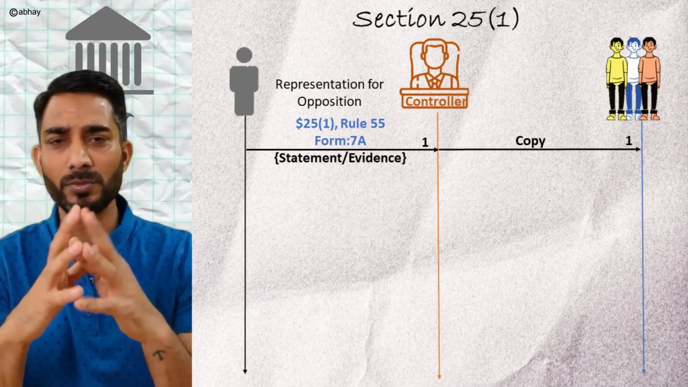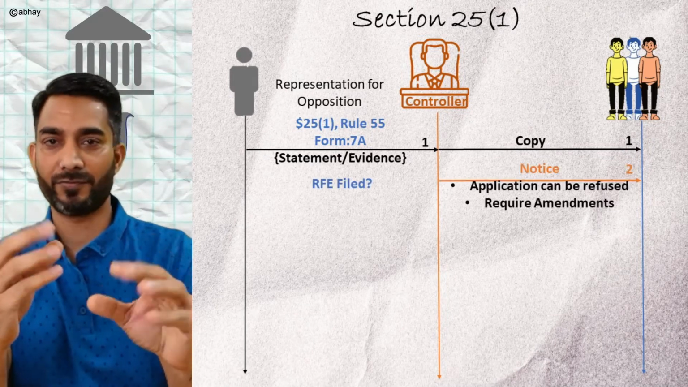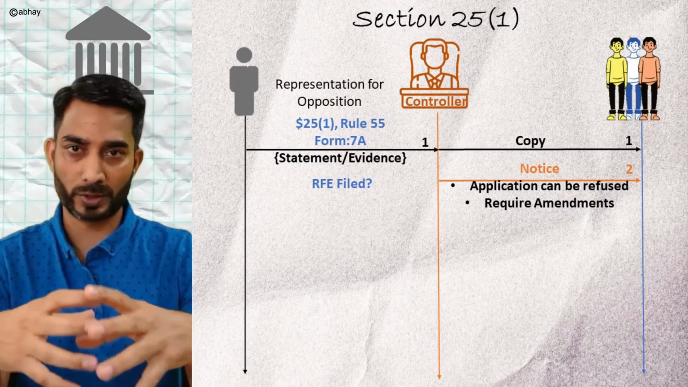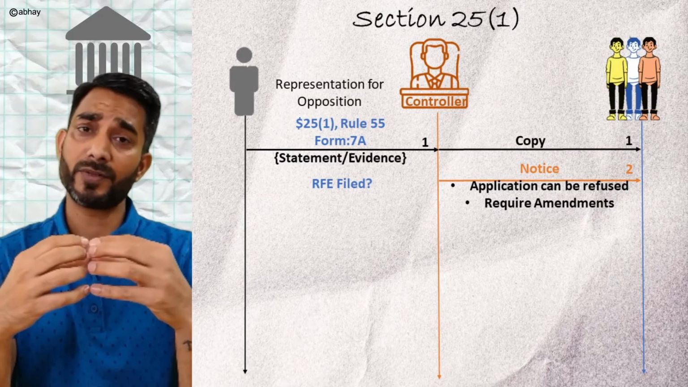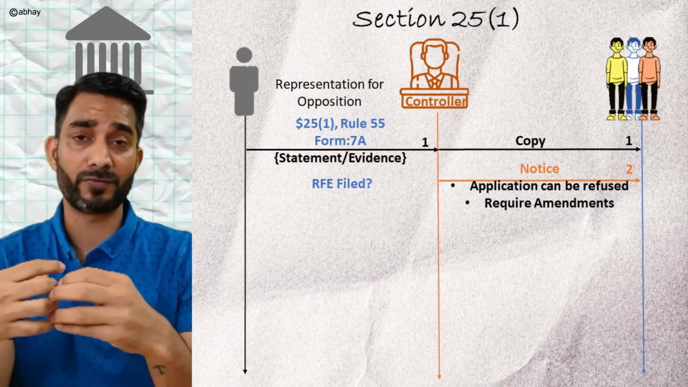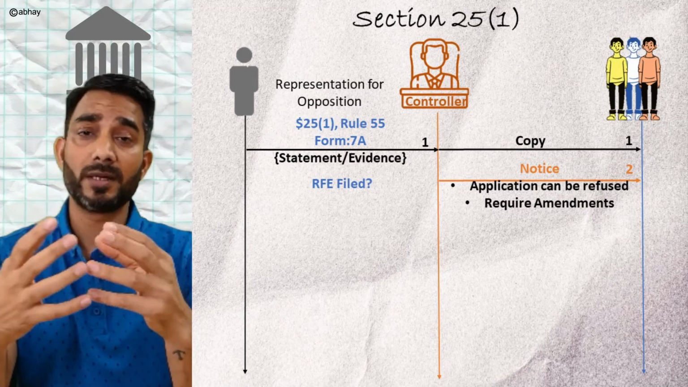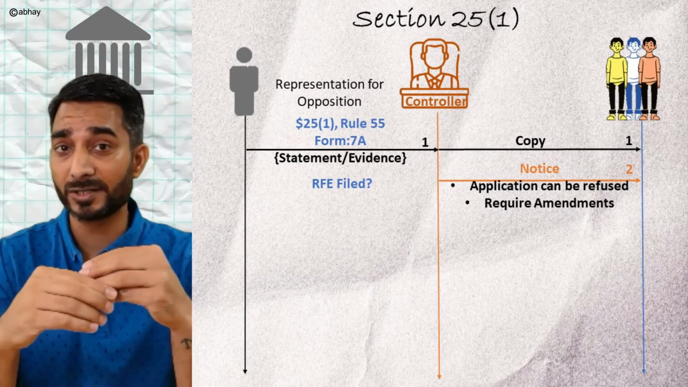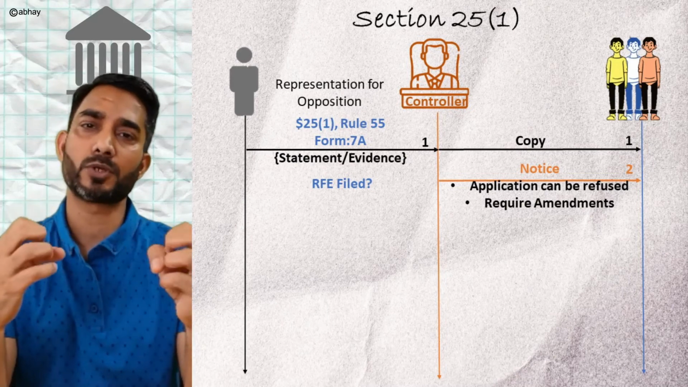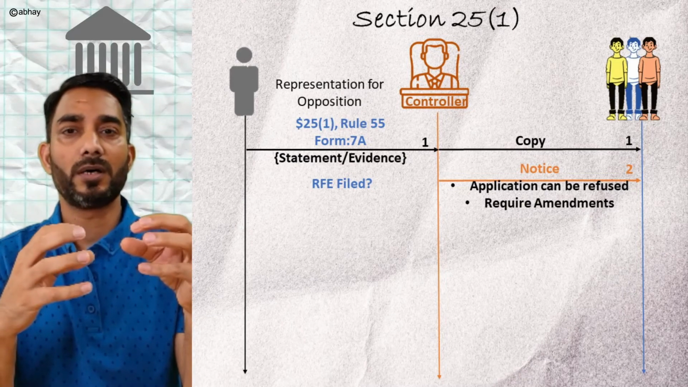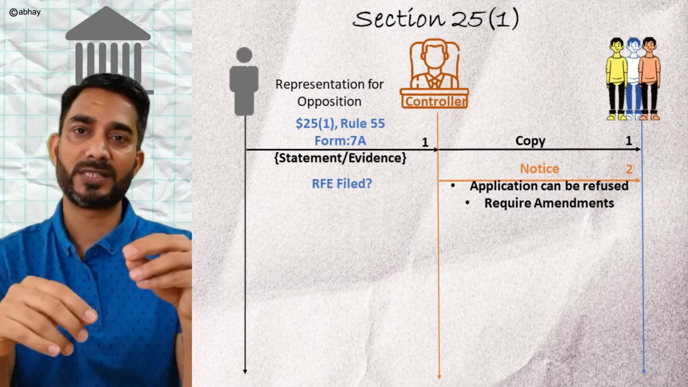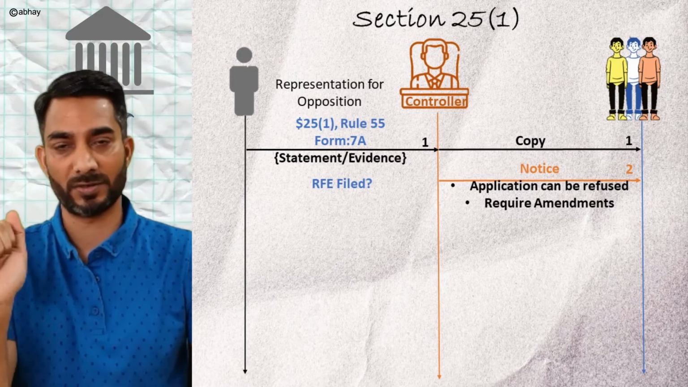Now let's assume that the RFE was indeed filed. In such cases, the controller goes over the documents as provided by you, and if he is of the opinion that there is a merit in the opposition filing, what does it mean? It means that the patent application may get rejected based on the statement and based on the evidences that you have provided, or may require some sort of amendments before it could be granted. In such cases, the controller will send a notice to the applicant to this effect.